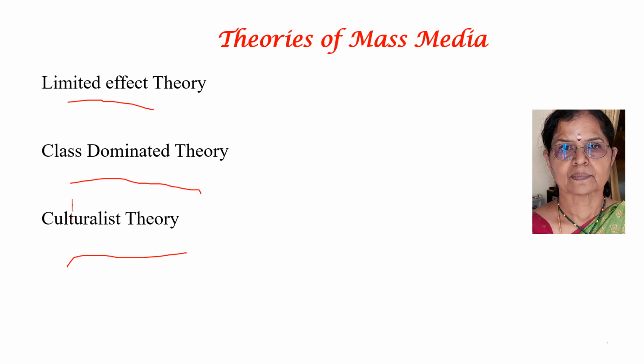But now we know that this is an outdated theory, a failure. This theory was proposed much earlier, before the massive reach of the mass media. Now we know there is a huge reach of the mass media and it influences a large audience. The class dominated theory says that the media is dominated by the elite class. The so-called elite class, the higher class, upper class people, manipulate the choice and the selection of the public by means of their manipulation and their advertisement.